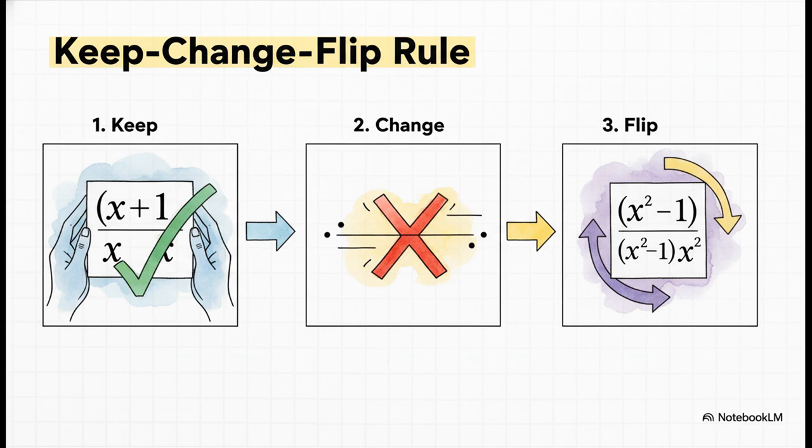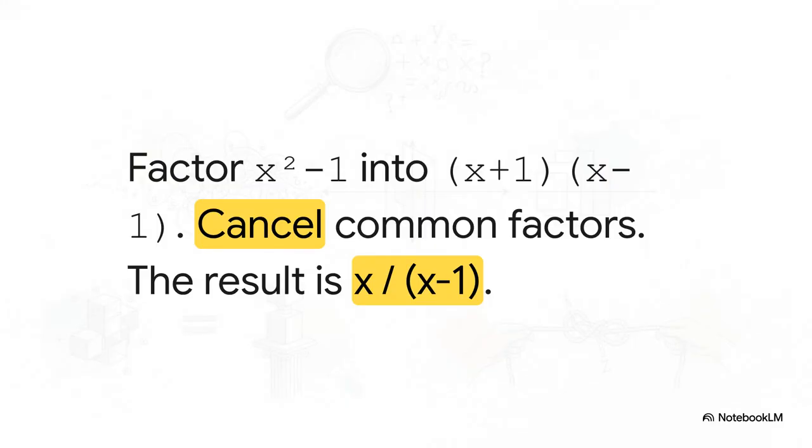move: keep, change, flip. We keep the first fraction, (x + 1)/x, we change the division sign to multiplication, and we flip the second fraction, so it becomes x squared over (x squared minus 1). And just like that, it's a simple multiplication problem. Now hold on, before we multiply, let's see if we can simplify things first.